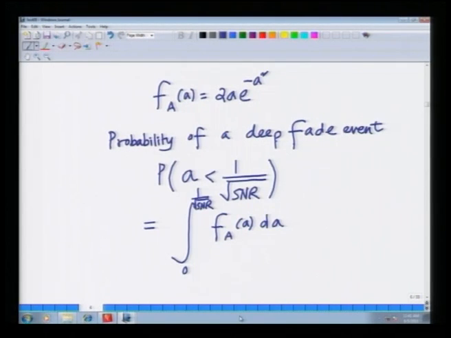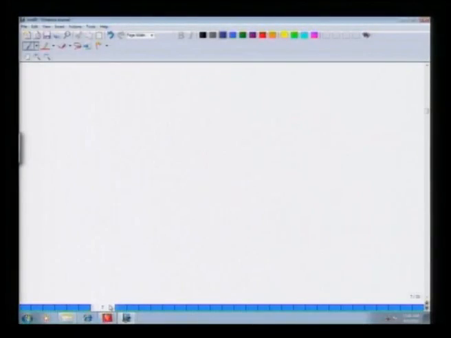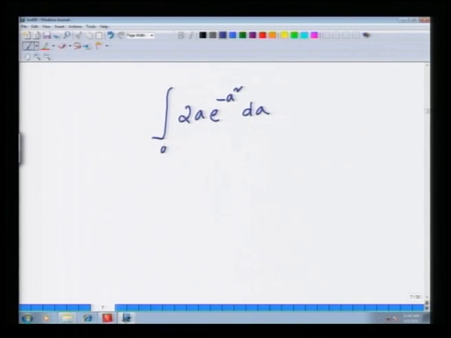So, I will simply integrate this probability density function between the limits 0 and 1 over square root of SNR to find out the probability that it lies in that range. That is simply 2a e power minus a square da from 0 to 1 over square root of SNR. Now, if SNR is very high, it means A is almost close to 0.